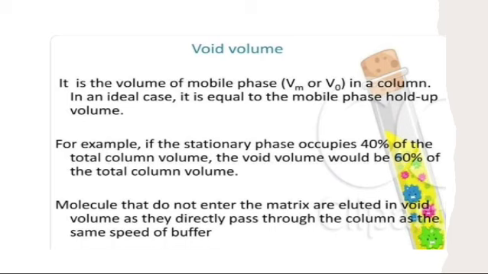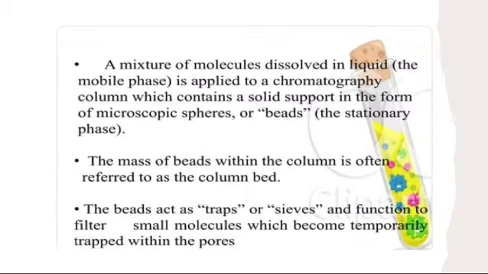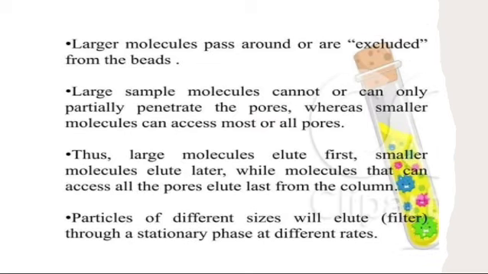A mixture of molecules dissolved in liquid, the mobile phase, is applied to a chromatography column, which contains a solid support in the form of microscopic spheres or beads, the stationary phase. The mass of beads within the column is often referred to as the column bed. The beads act as traps or sieves and function to filter small molecules, which become temporarily trapped within the pores. Larger molecules pass around or are excluded from the beads.